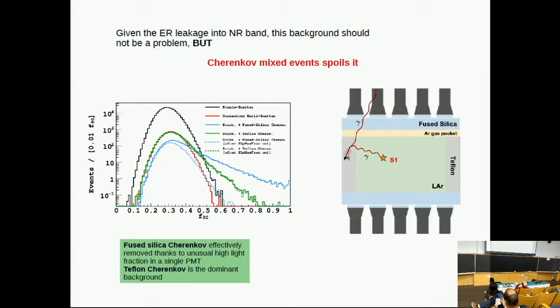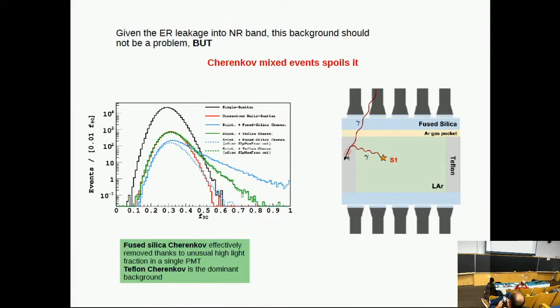This is the distribution in fused silica. There's two types of Cherenkov, but I don't want to mislead you. Just look at the green ones. This is the Teflon Cherenkov compared to what we expect, more or less. So there's a huge tail. These tails are exponentially suppressed. So basically, the Teflon Cherenkov introduces a tail that completely spoils our pulse shape discrimination.